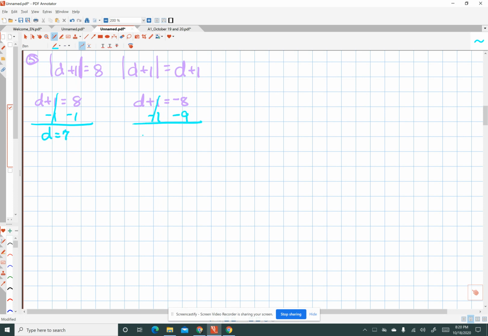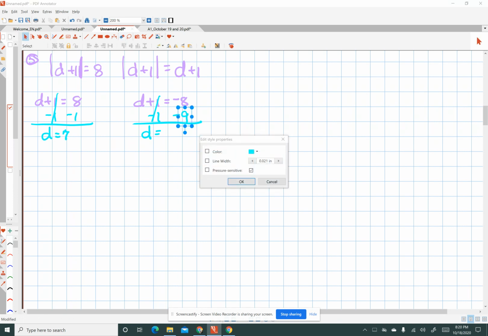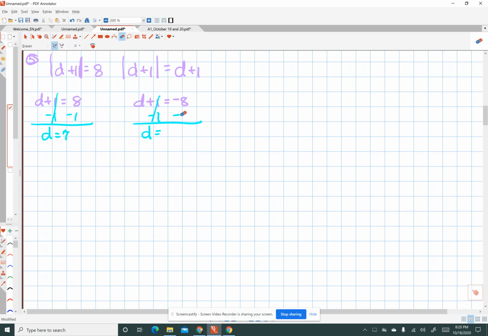And on the right side equation, d equals, I accidentally wrote my answer instead of the 1. Okay, d equals negative 9. Here's our answer set. d equals the set of all numbers such that d equals negative 9 or 7. And that's a full answer.